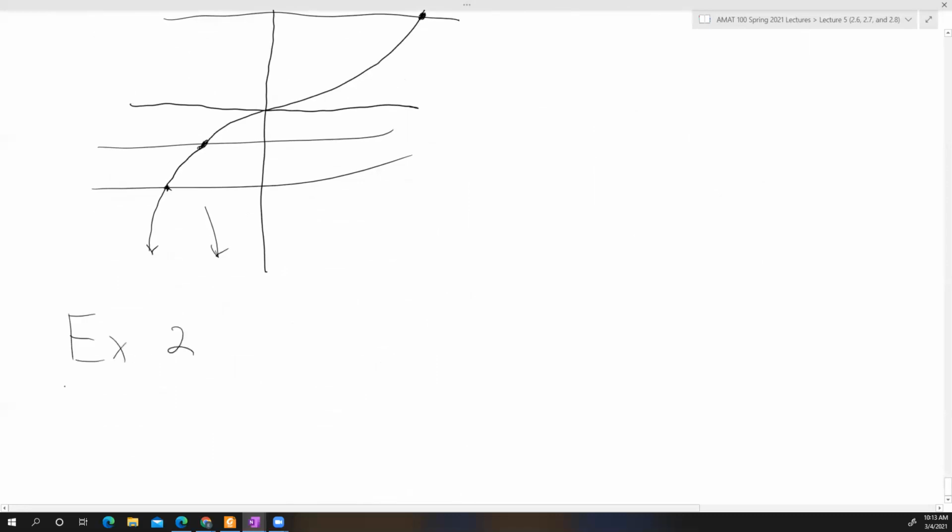Let's look at proving something is not injective. So we have this function.